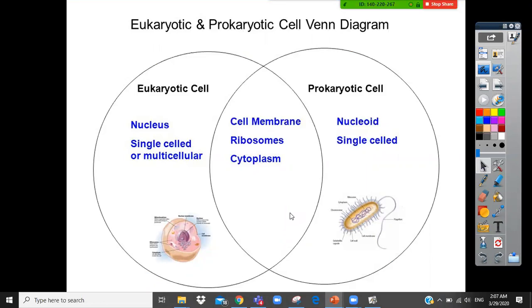The eukaryotes and prokaryotes Venn diagram shows the main differences between them. As we said, the main difference is that the membrane-bounded nucleus and membrane-bounded organelles are found in eukaryotic cells only. Eukaryotes could be unicellular or multicellular, while prokaryotes are only unicellular. Both types of cells have a cell membrane, ribosomes to make proteins, and of course, the cytoplasm.